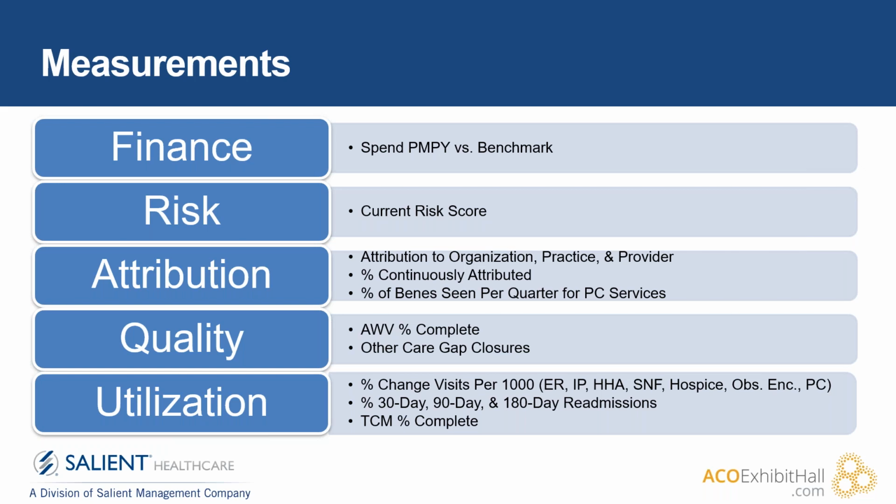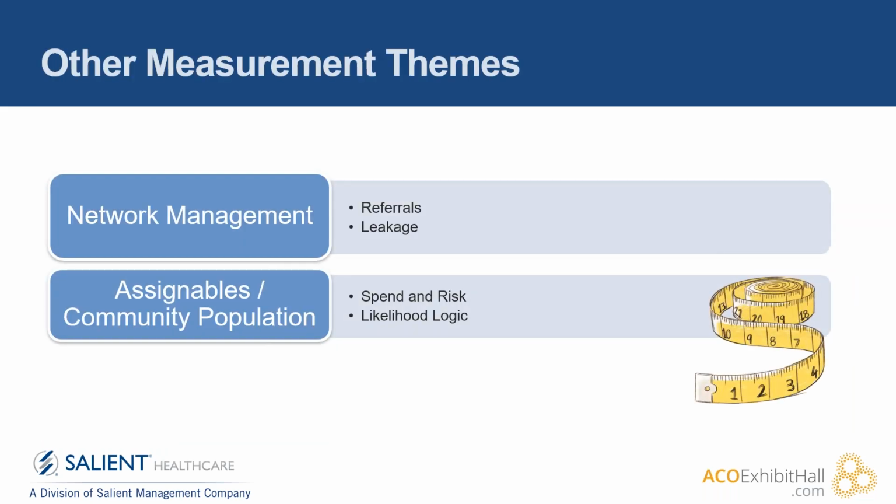We also look at the visits per 1,000 for acute and post-acute care and the 30, 90, and 180-day readmission rates. So this gives you a complete look at the KPIs that are available in the Salient dashboards that Ryan will demo soon. And depending on your contract, it may be helpful to implement initiatives around network management and working with your assignable population.